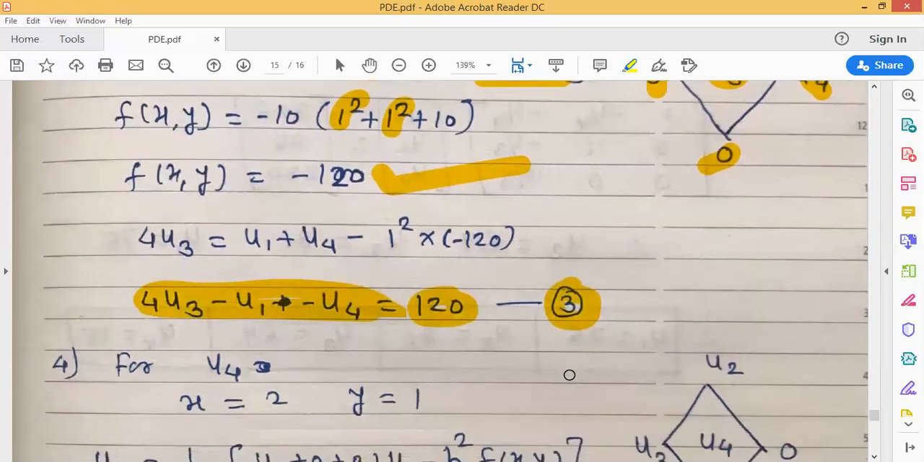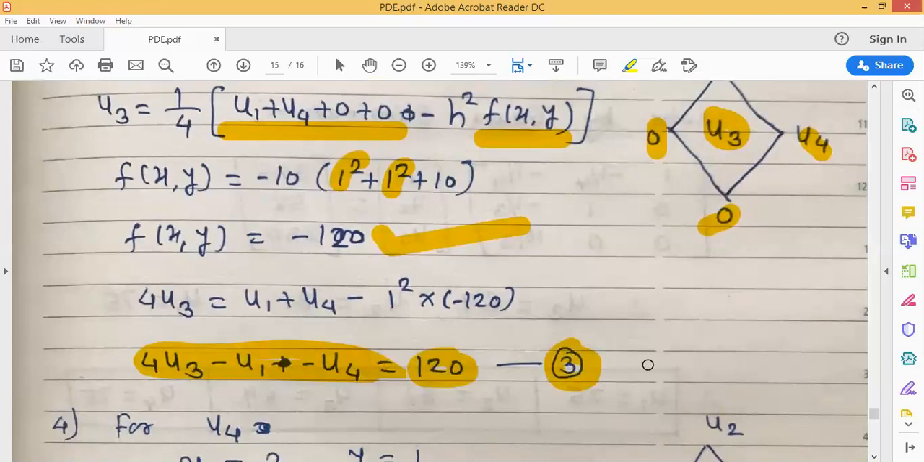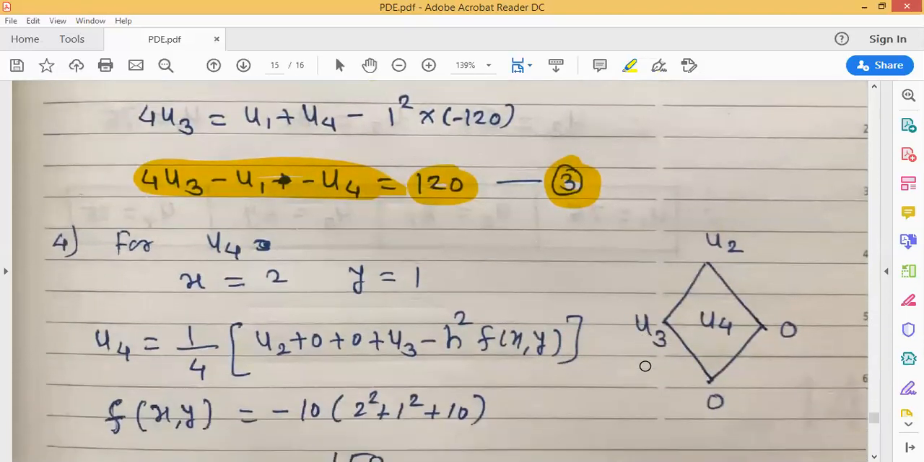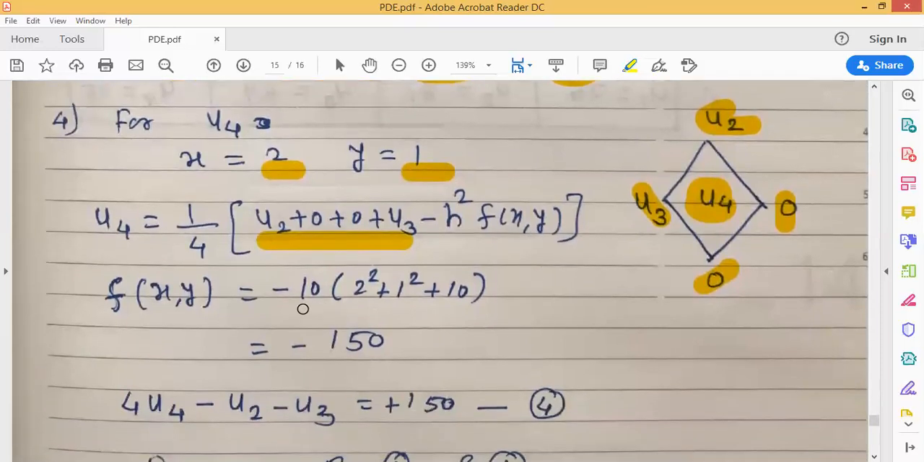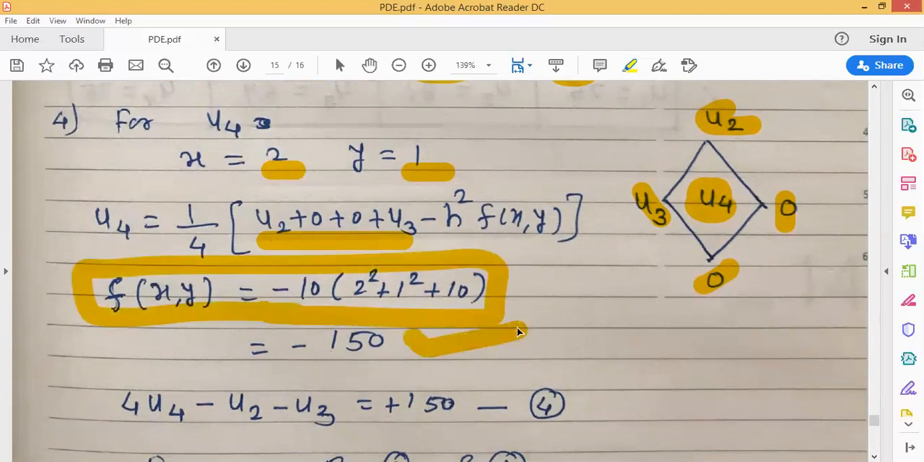After getting this third simultaneous equation, we have to go for the fourth simultaneous equation, where u4 is the center and these are the corner points of the rhombus. The coordinates of u4 are 2 comma 1. Along the x direction there is a value of 2, along the y direction a value of 1. Then 1 upon 4 times the addition of corner points minus h square into f of x and y. So again I have to calculate the function f of x y. So this is the 150.